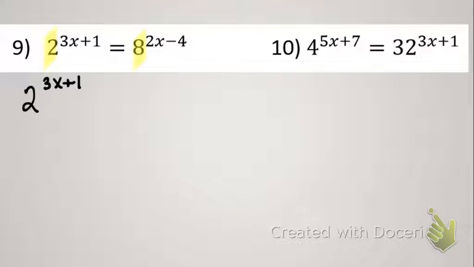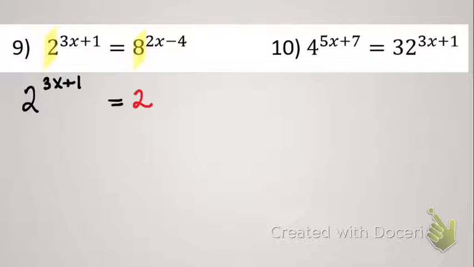But what does 8 become? 2 to the what power is 8? How many times do you have to multiply 2? And if you're not sure, you can use your calculators. It's 3 times.